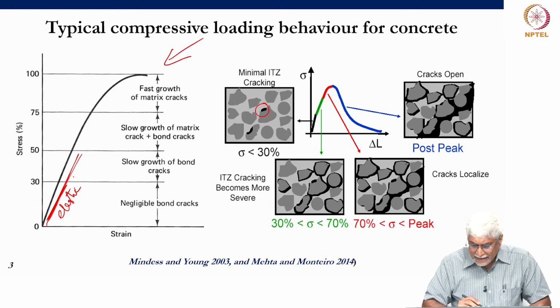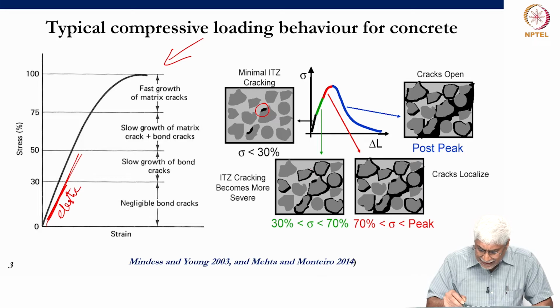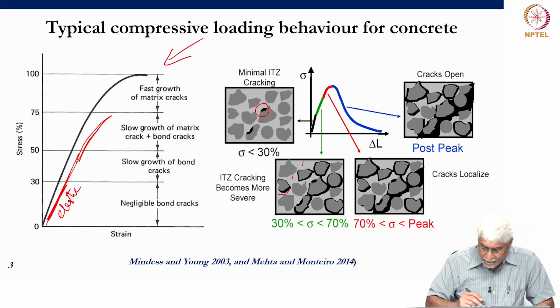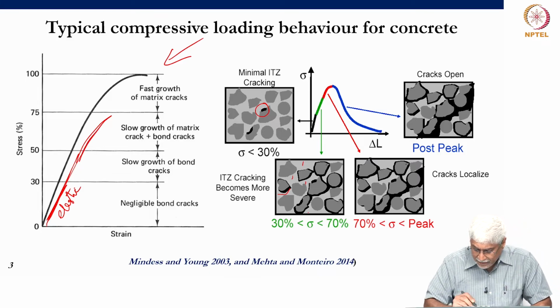Then what happens? The aggregates, the interfaces around the aggregates, other defects in the mortar start to pick up, start to open up, and then the interfacial zone, especially in recycled aggregate concrete, starts to open up, and you start getting some non-linearity, because of these cracks developing.